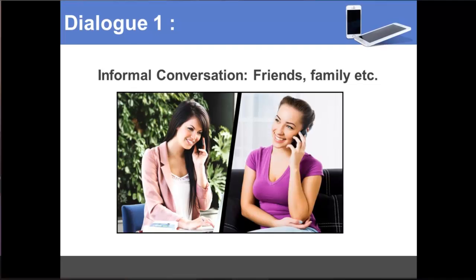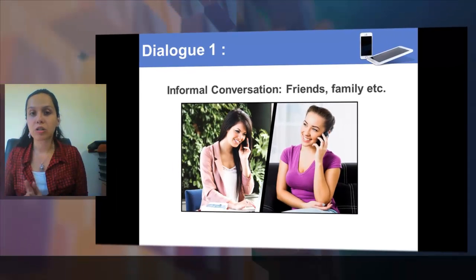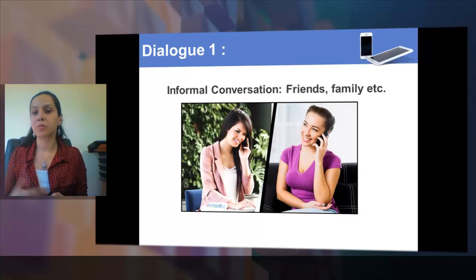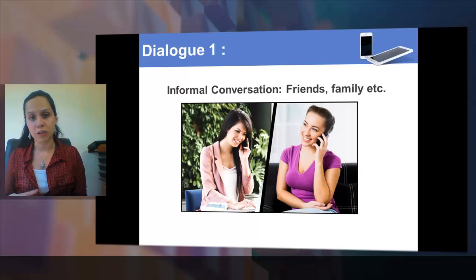Dialogue 1. We're going to see now the different structures of a conversation. We have informal conversation with friends and family, and then we have a more formal conversation. Let's see the first one, the casual one.